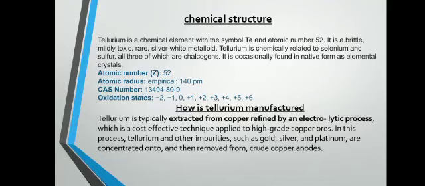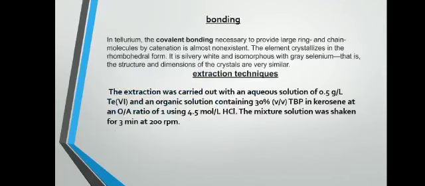Electrolytic refining is a cost effective technique applied to high grade copper ores. In this process, tellurium and other impurities such as gold, silver, and platinum are concentrated onto and then removed from crude copper anodes. Bonding. In tellurium, the covalent bonding necessary to provide large ring and chain molecules by catenation is almost non-existent.